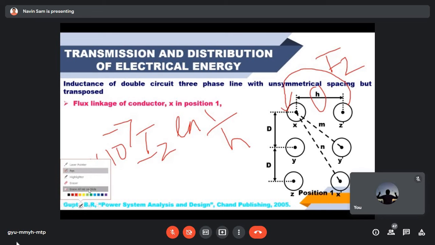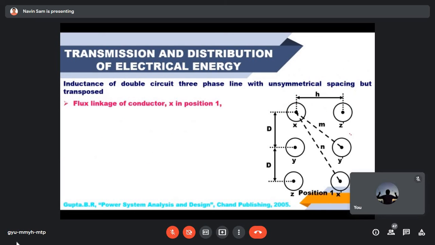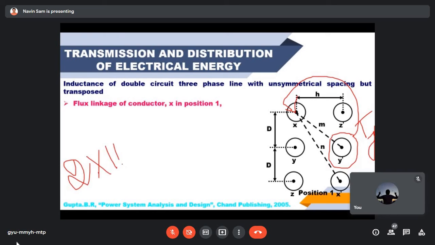Similarly, the current flowing through this Y dash will create a flux. The current flowing through this Y dash is assumed to be Iy. That will create a flux which will link with conductor X. So if you do the flux linkage expression, 2 into 10 to the power of minus 7 Iy ln, the distance between Y dash and X is assumed to be m, 1 divided by m.